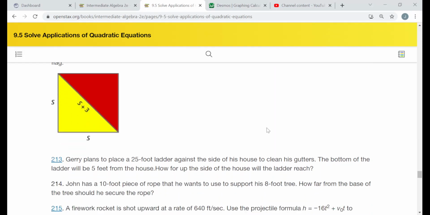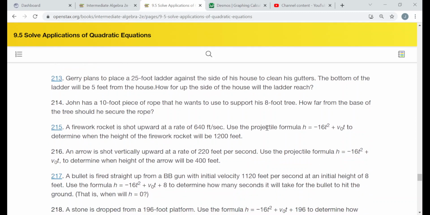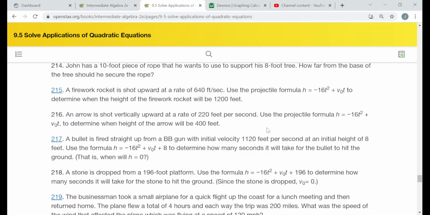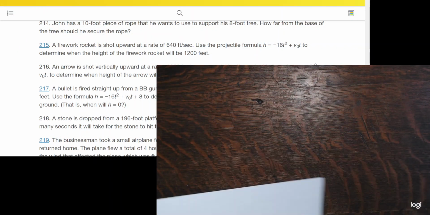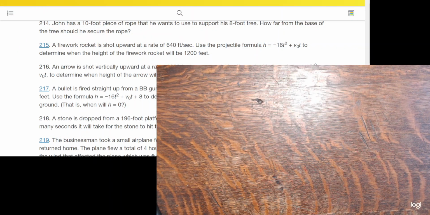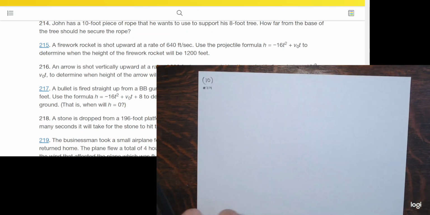Exercise 214. So here, John has a 10-foot piece of rope that he wants to use to support his 8-foot tree. How far from the base of the tree should he secure the rope? Alright, so I'll pull up a piece of paper with this. We'll draw a picture. Right. You're going to see a right triangle forming here.